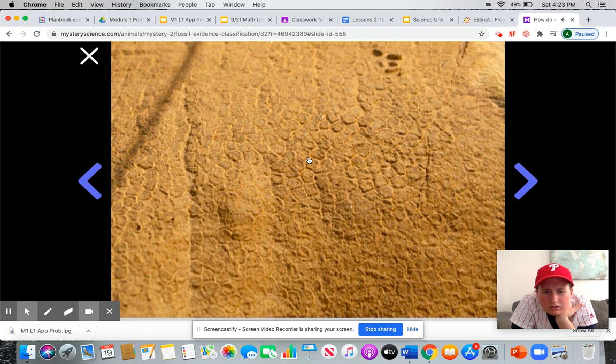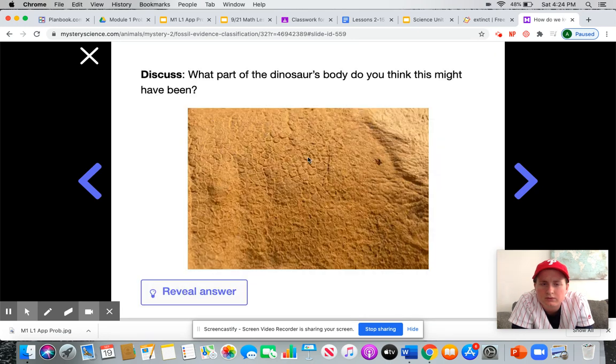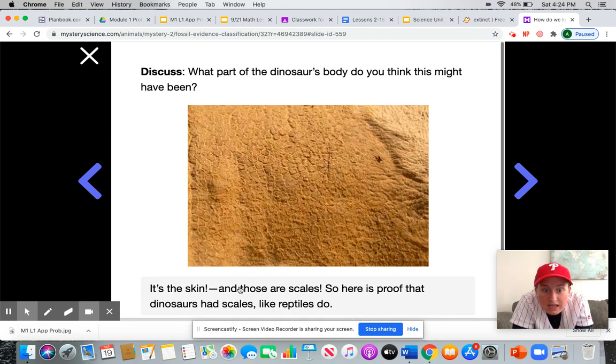What part of the dinosaur's body do you think this might have been? Let's give you some time to think. What part of the dinosaur's body do you think that might have been? Look closely. All right, I'm going to reveal the answer in 3 seconds. 3, 2, 1. If you need more time, then pause the video. 0. Here we go. The skin!